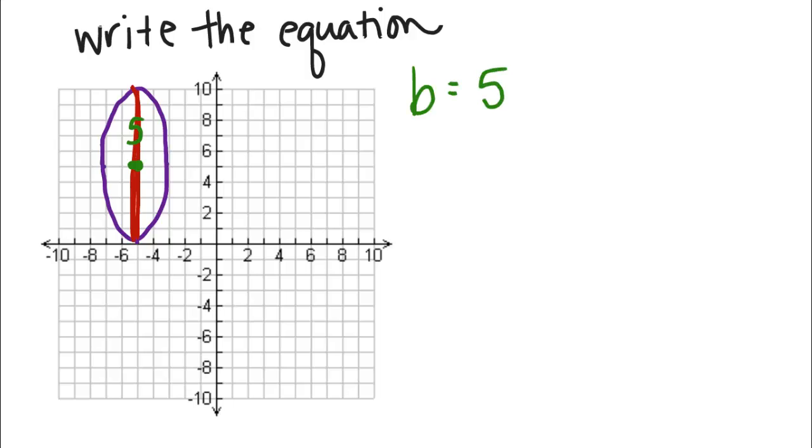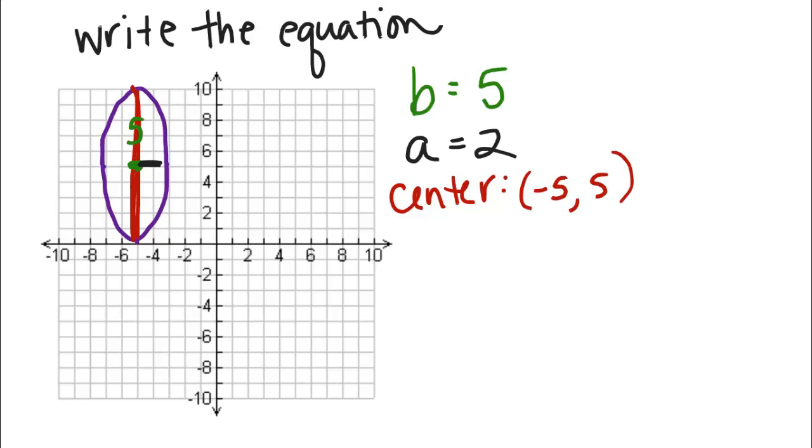B squared was what I was always writing, what showed up underneath the y squared term. The other thing I want to notice is our distance from the center to a co-vertex is 2. So I know that A is going to be 2. The other piece of information that's super important is where the center is. That's going to tell us the shift. That is at the point -5, 5. Looks like that's where that center is.